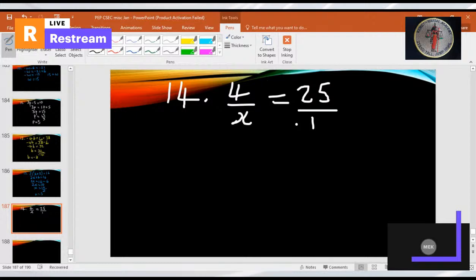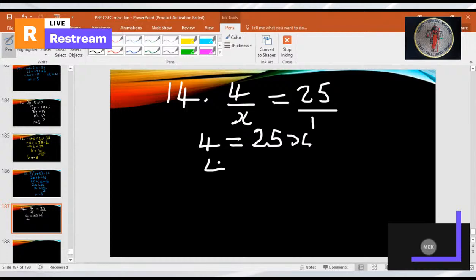So cross multiply. 4 times 1 is equal to 25 times x. So 4 times 1 is 4, and 25 times x is 25x. So I want x alone. I don't want 25x. So I need to divide by 25 when moving it across. So it will be 4 divided by 25, which cannot be reduced any simpler. And we like the variable on the left. x equals 4 over 25.